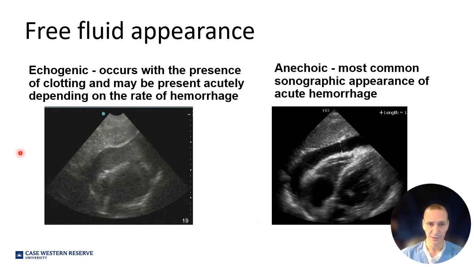Remember, free fluid is the most common finding with acute hemorrhage. Free fluid is black. Here we have free fluid around the heart. However, depending on when the hemorrhage occurred, that can start to form clots over time, so you may find echogenic findings. This looks like free fluid here around the heart, and then this echogenic finding is indicative of clotting starting to form.